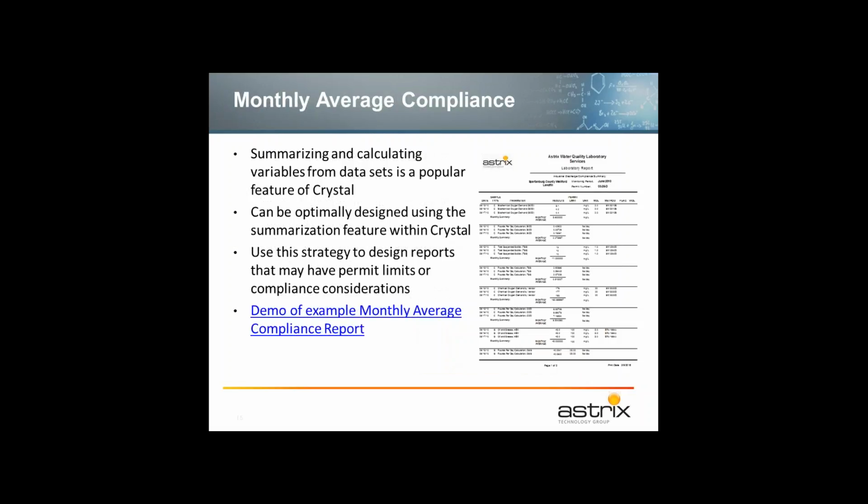Monthly average compliance report. This is one that illustrates summarizing and calculating variables from various data sets. It's a very popular feature in Crystal. It can be optimally designed using the summarization feature within Crystal. Use this strategy to design reports that may have permit limits or compliance considerations. And let me fire up this report to show you how this one looks like.